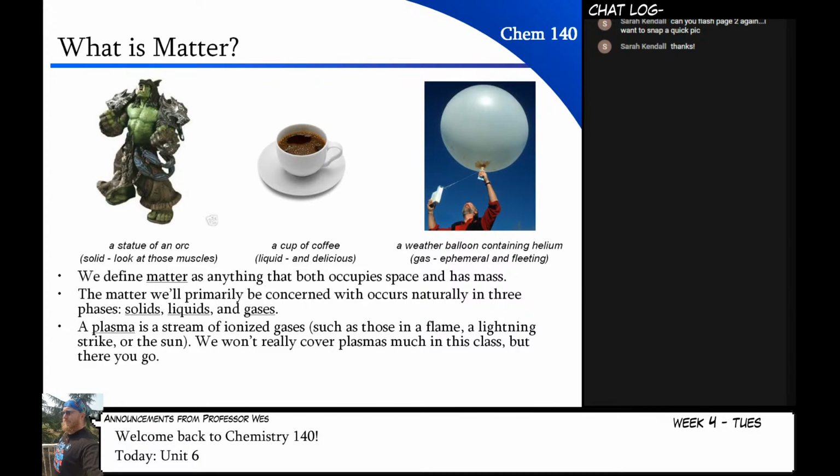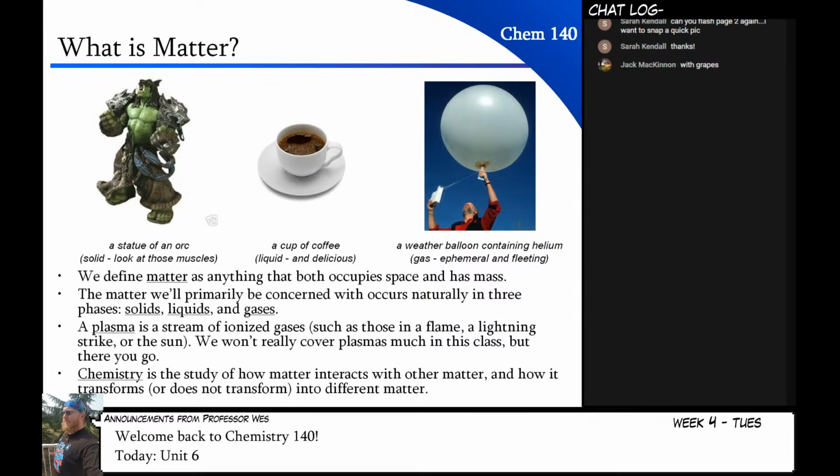There are other phases that exist, like Bose-Einstein condensates, supercritical fluids, etc. We're not going to deal with any of those. We're just going to stick to the 3 basic ones because they encompass the vast majority of matter that we're going to encounter, and so that's really all that matters. All right, and then again, when matter interacts with other matter, chemistry occurs. Or chemistry does not occur, and both of those are important to us. We want to know what reactions are possible and what reactions do not occur, and then basically exploit all of those properties.